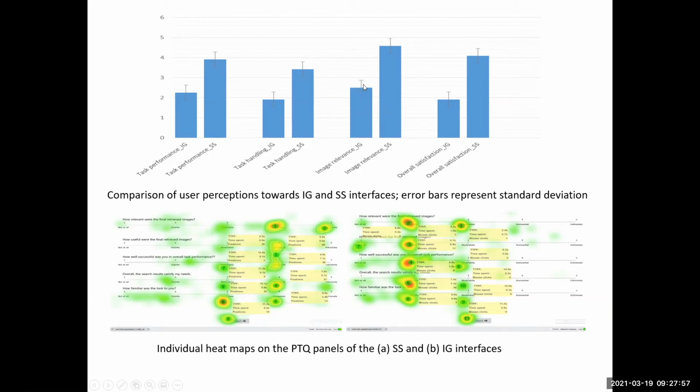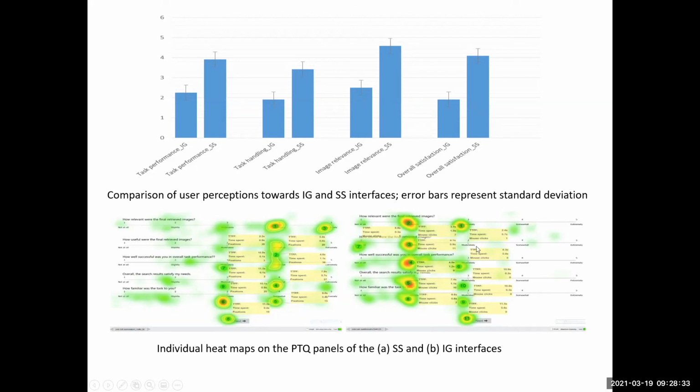We can see the search strategy interface outperforms the IG interface. This includes the task performance, the way the user handled the task, the number of relevant images retrieved, and the overall user satisfaction rate. At the bottom, this figure shows the individual heat maps over the post-task questionnaires. It highlights the benefit of using eye tracker data, which can complement the survey stimuli evaluation. This is the survey stimuli evaluation of the 5-point Likert scale.